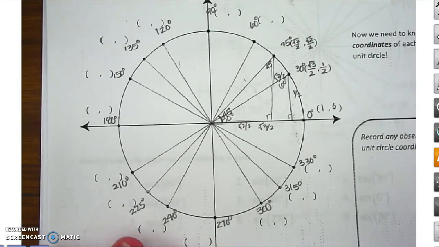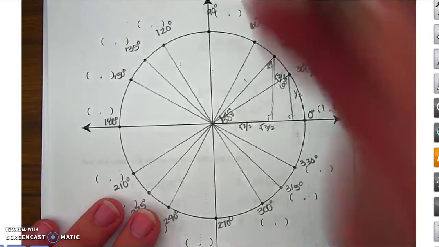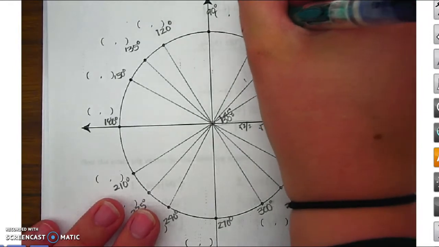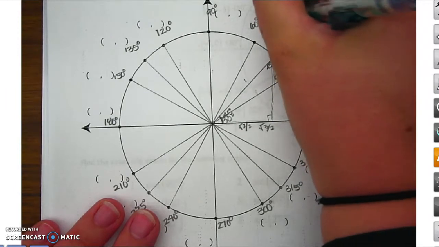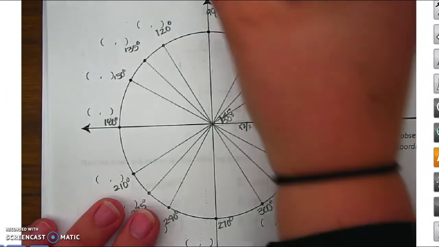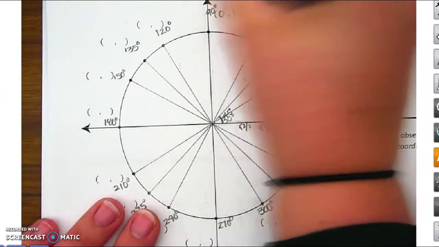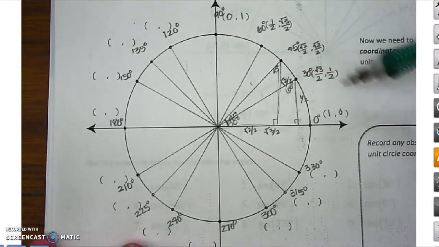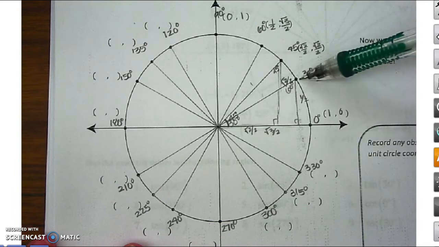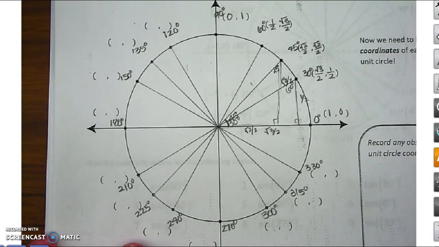And then I had you guys do 60 and 90. With 60, you guys noticed that it's similar to the 30, just switched. And for 90, just 1 unit up would be 0, 1. So this is what the first quadrant would look like on the unit circle, and the ordered pairs that go along with 30, 45, and 60.